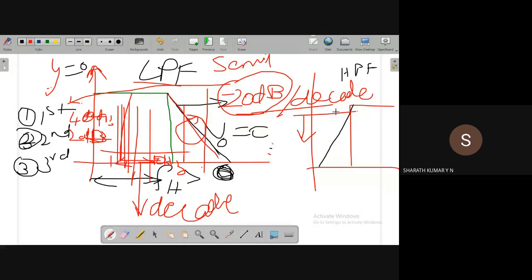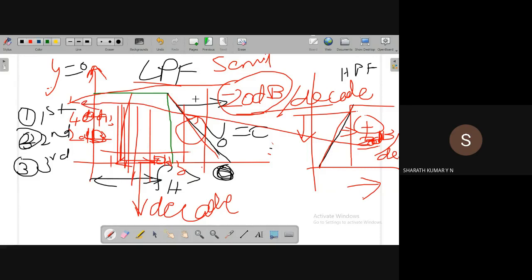In a high pass filter, the gain will increase at a rate of plus 20 dB per decade. Why plus 20? Because it is increasing. The gain is increasing as the frequency increases. So this is what is called a first order filter.